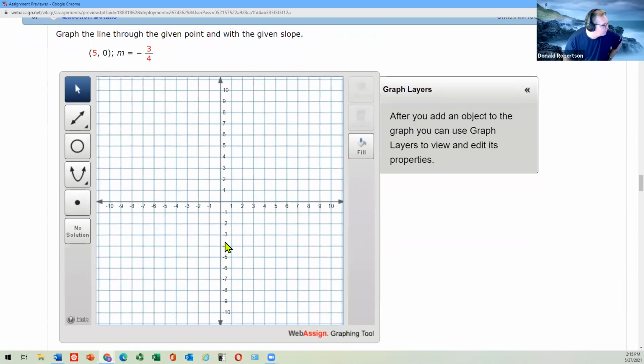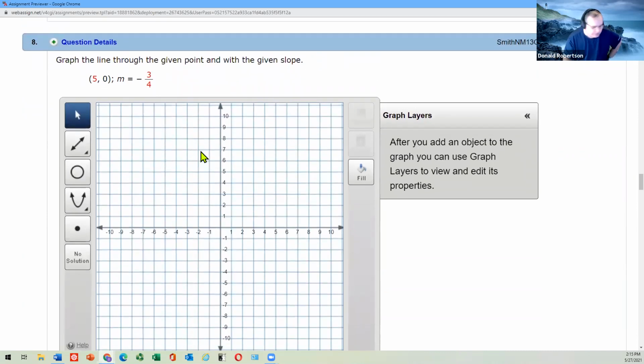Right, I think there's one last one to do. Yeah, there is. Let's do the -3/4 one. So you're starting at the point 5, 0, which is here. And you're going to do a slope of -3/4. Well, if I had my paper here, I would write it down. But isn't the bottom number the run? And that's 4. So 1, 2, 3, 4. That's me here.